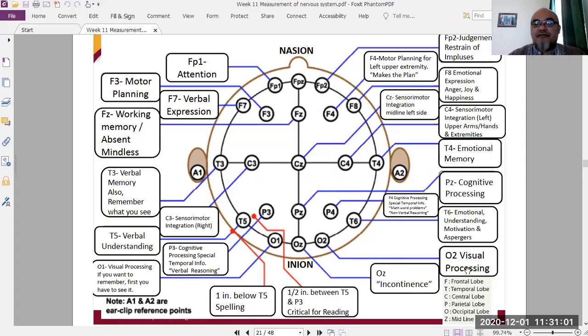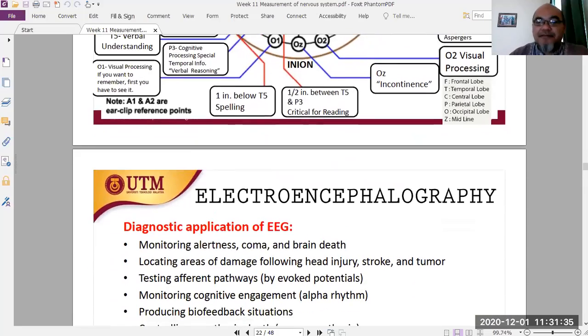So F here stands for frontal lobe. T is temporal lobe, at the side. C is central lobe at the middle. P is parietal lobe at the upper back a little bit. And O is for occipital lobe at the back side. And Z is for the midline. Yeah, this is the midline. So these are the parts if you want to detect different activities of the brain, and you can detect them using these electrodes placed at different parts of the head.